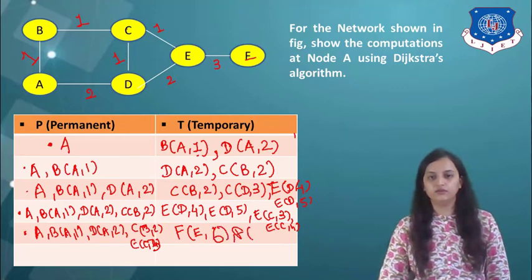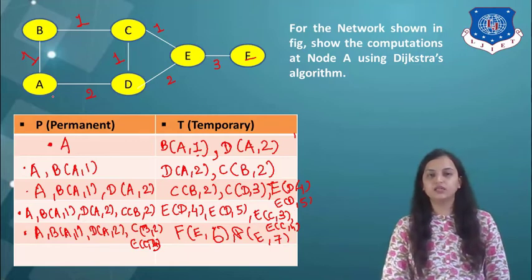Another value for F via E: if we consider this path, that will be 2 plus 1, 3, 3 plus 1, 4, 4 plus 3, 7. That is F is 7. There is also this path, 2 plus 2, 4, 4 plus 3, 7. That is also the same value. Now from these values, we need to select the smallest value, which is F is 6.